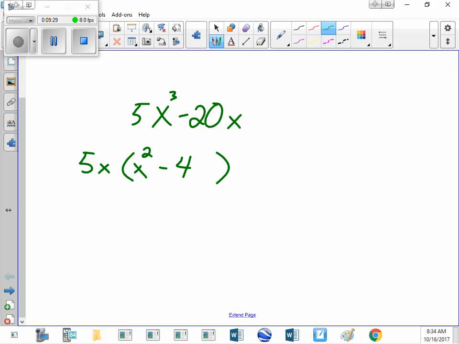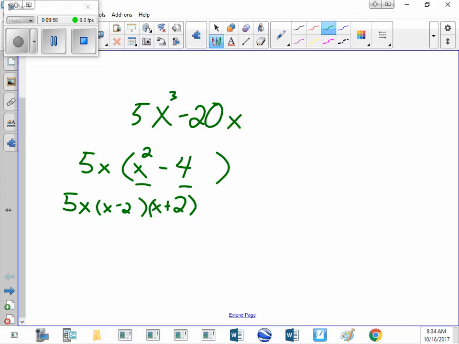In order to be a difference of perfect squares, what do we need to have? We have to have a subtraction. And we have to have something squared minus something squared. So in this case, I have x times x minus 2 times 2. And a DOPS always factors into conjugates. So this would be 5x times what? X minus 2 and x plus 2.